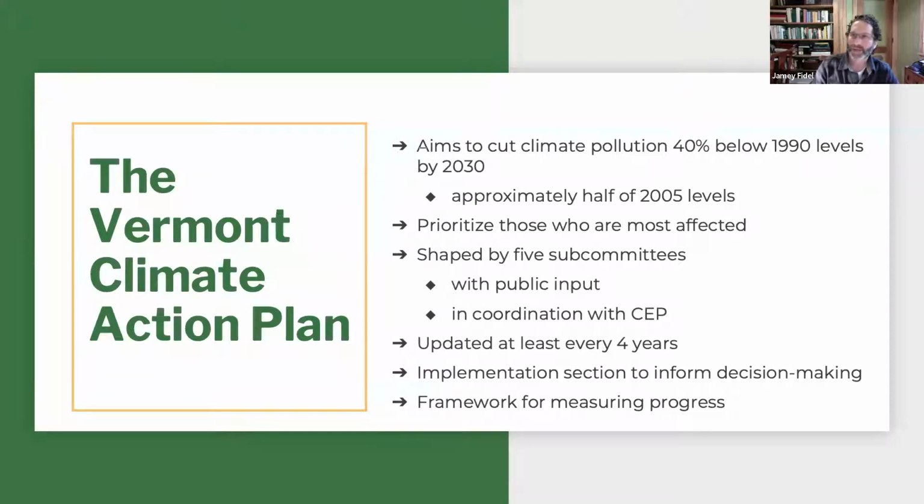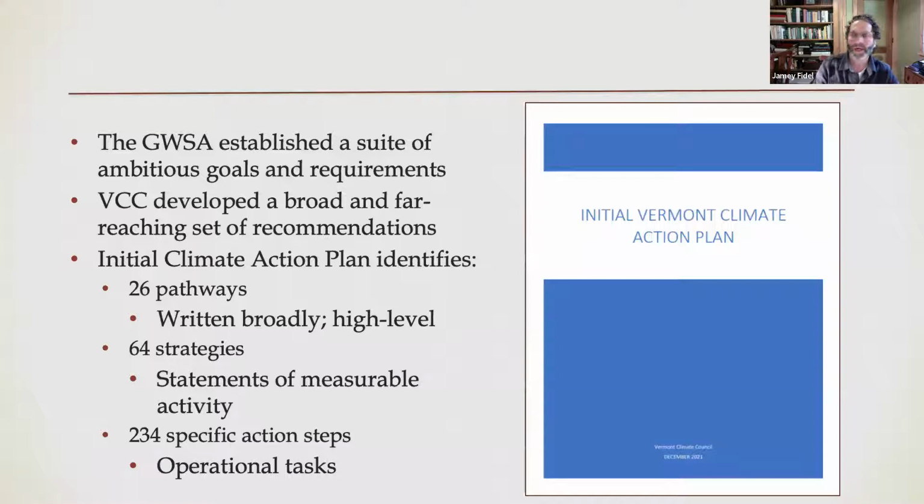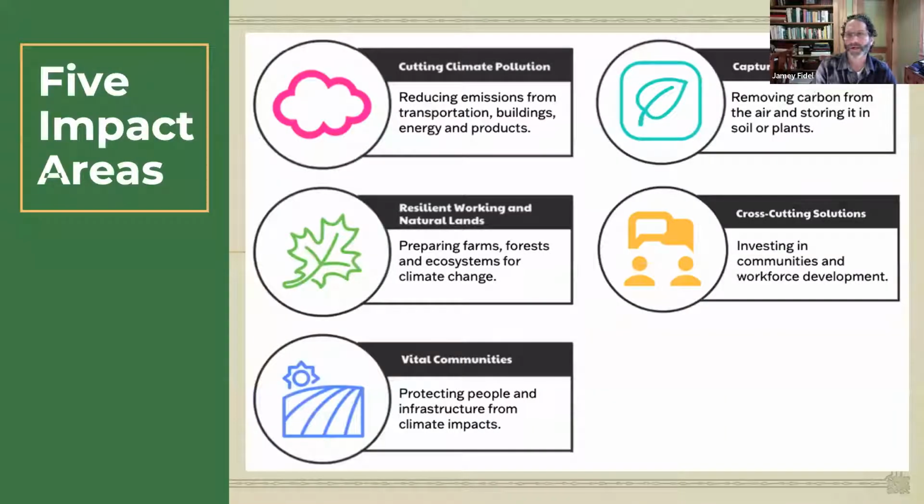There are also greenhouse gas reduction targets, but since we're talking more about resilient landscapes in this webinar, and we have other webinars focused more on those topics, I just wanted to let you know that there's this framework, there is this plan, and there are a lot of strategies and policies identified. We don't have enough time to go through all of the strategies and measurable activities that are recommended across these 5 impact areas. Just flagging that one of the buckets is resilient working and natural lands.